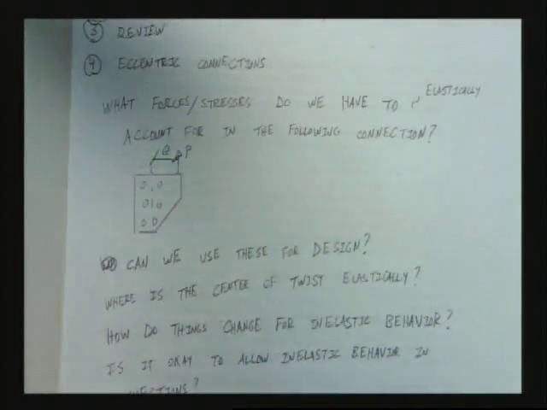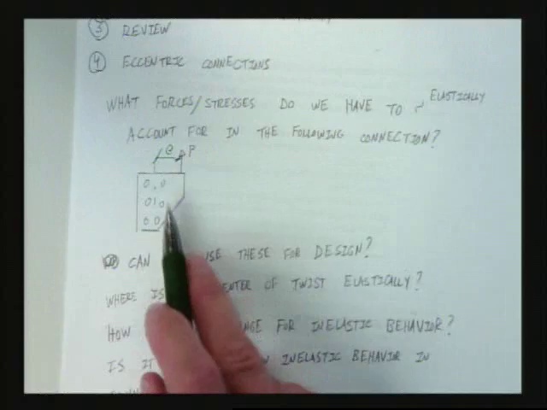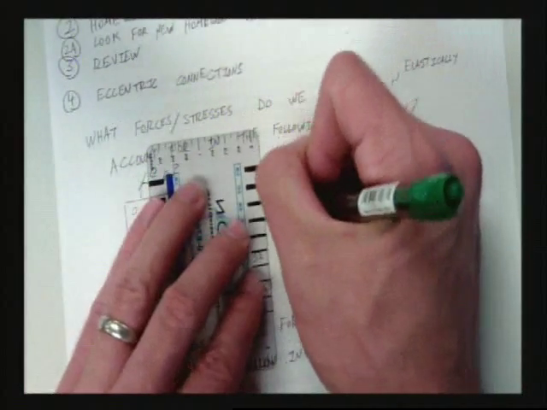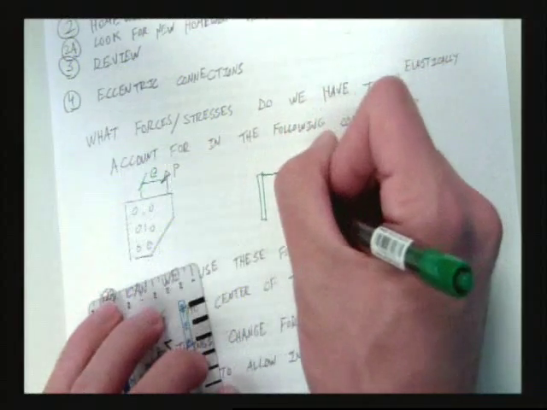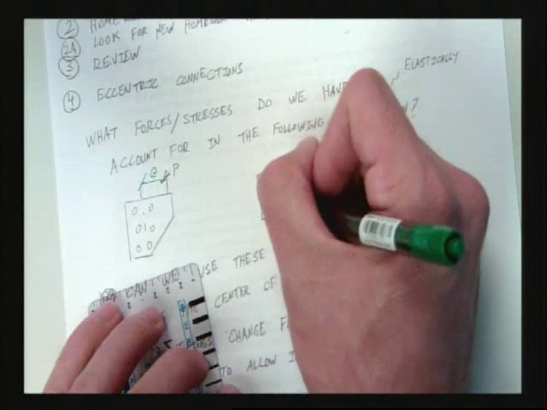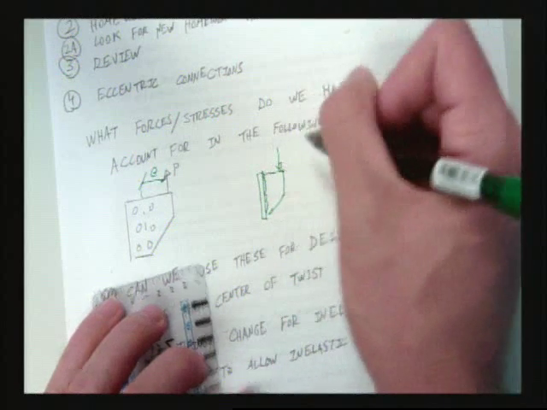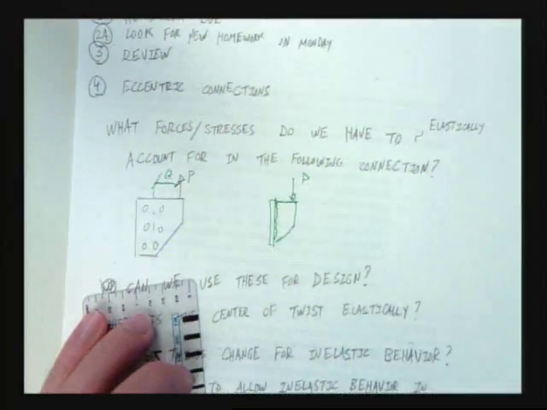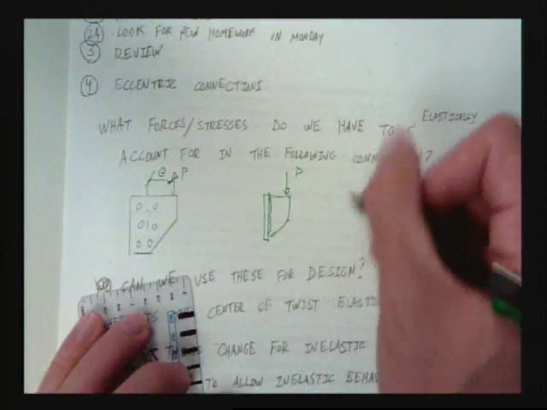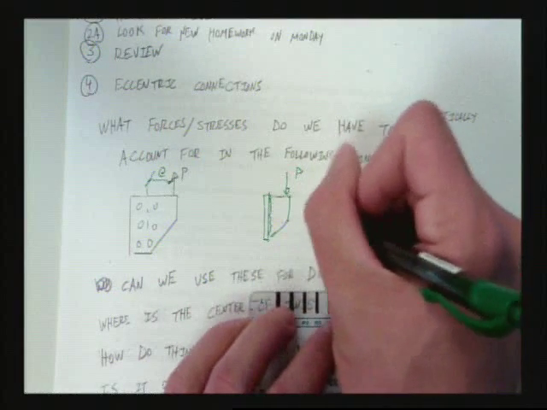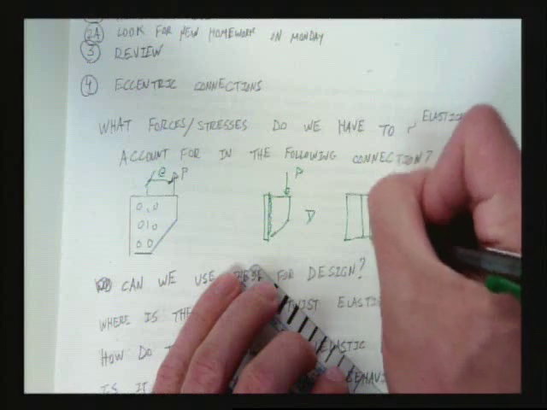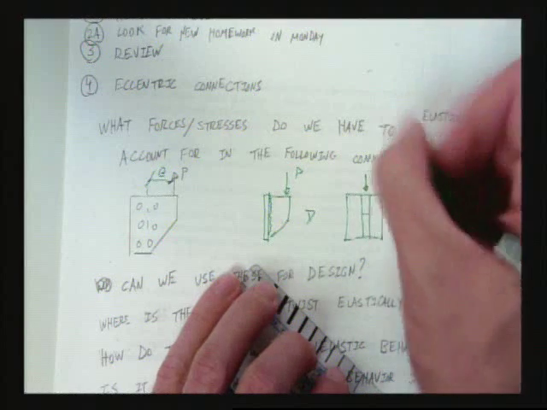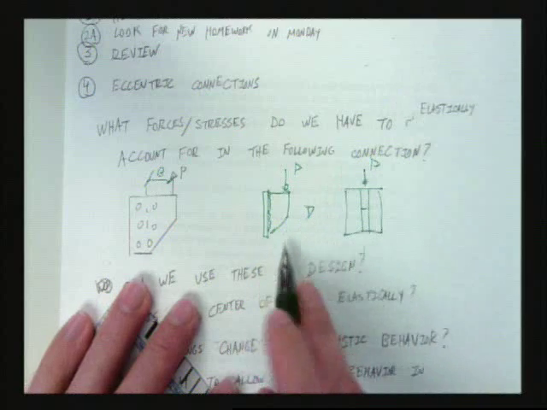What if I changed my connection? Instead of looking like this, what if it looked like this? I have a plate. I have that same connection, and there's a weld right here. And I loaded it like this. Is that an eccentric connection? So if I drew another view of it, it would be a plate, the centerpiece with the load on it. Is that an eccentric connection?